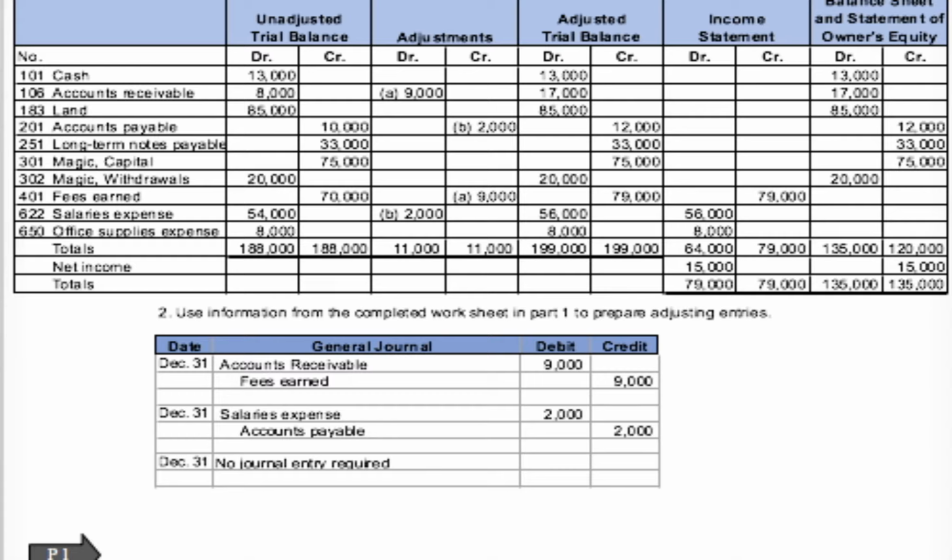Next, you want to use the information from the completed worksheet in the first part to prepare the adjusting entries. Adjustment A was a debit to accounts receivable and a credit to fees earned. Adjustment B, a debit to salaries expense and a credit to accounts payable. And then there was no required journal entry for Part C.